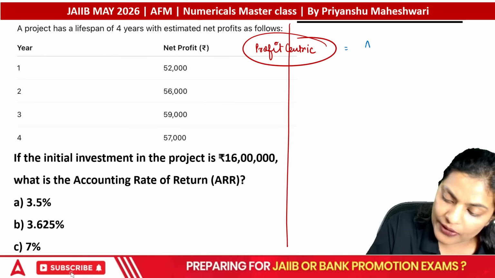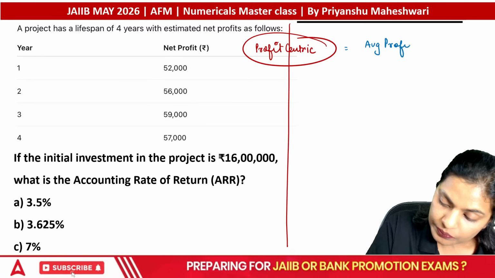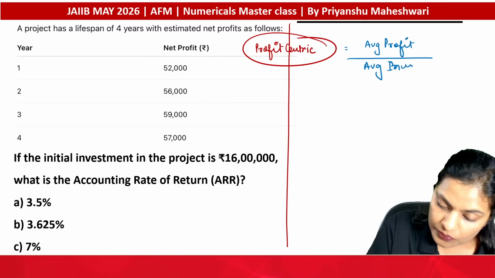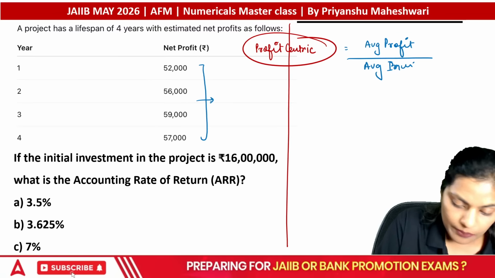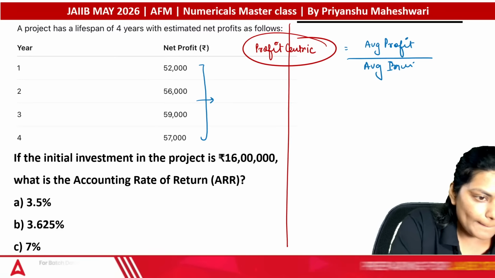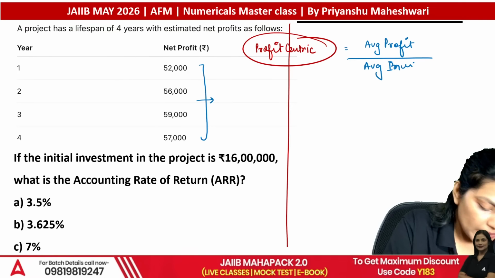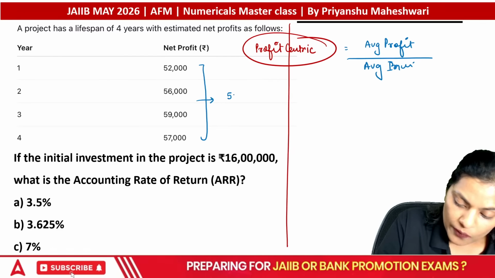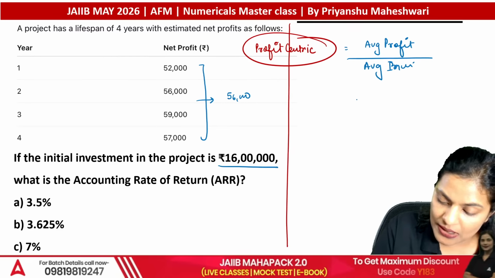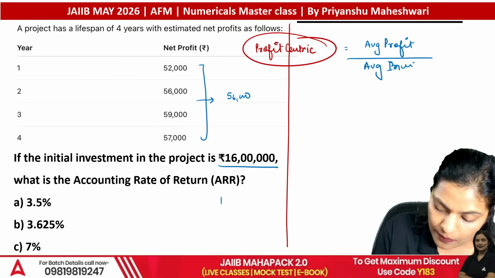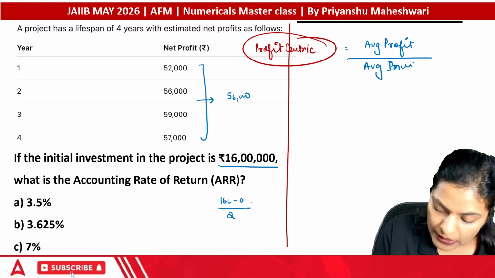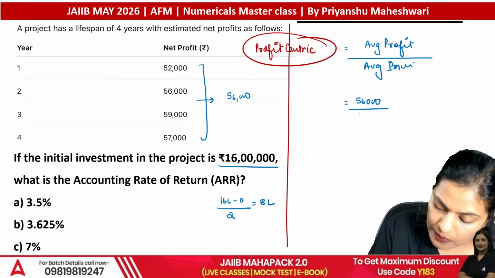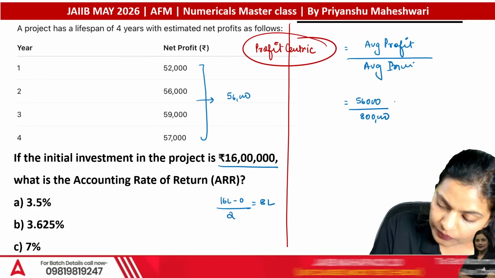Now, what we will do, average profit, average investment. So, my average profit will be, I'll add all of them, 52 plus 56 plus 59 plus 57 divided by 4. Average profit is 56,000. The machine is 16 lakh. So, average investment will be 16 lakh minus 0 divided by 2, that's 8 lakh. So, 56,000 divided by 8 lakh into 100.